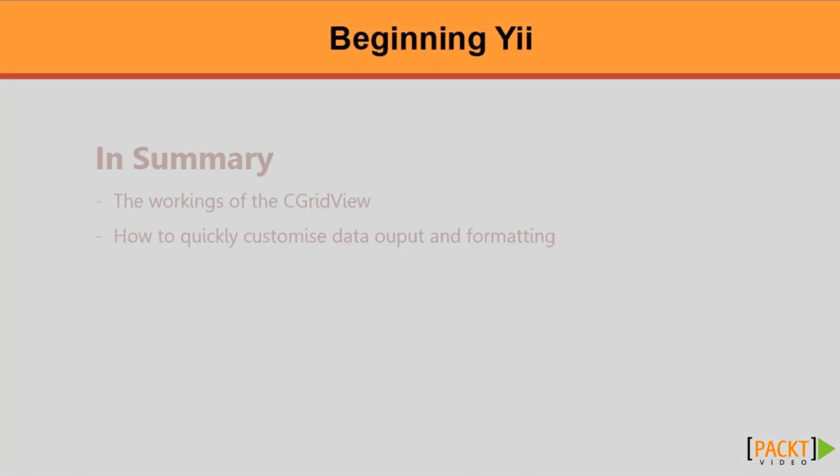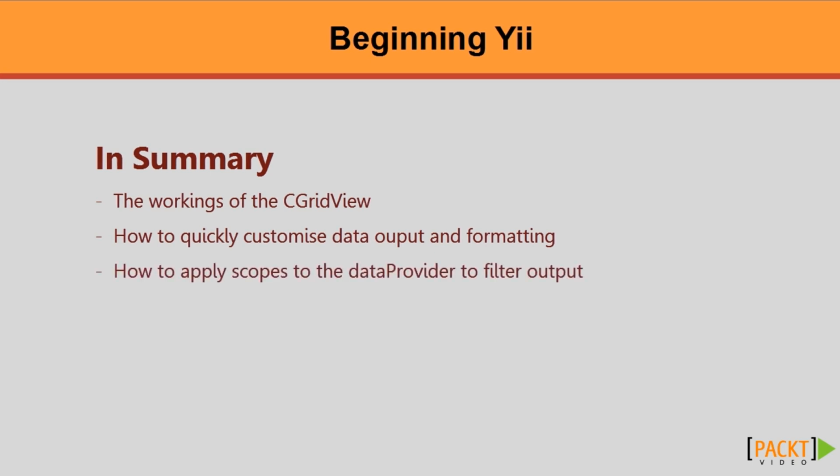So in conclusion, we've seen how the CGridView works and how it can quickly be customized to provide a flexible and very powerful widget. We've also seen how we can apply scopes to our data provider queries to use built-in filters. And in our next session, we'll add a CGridView into our album update form to display the photos for an album.